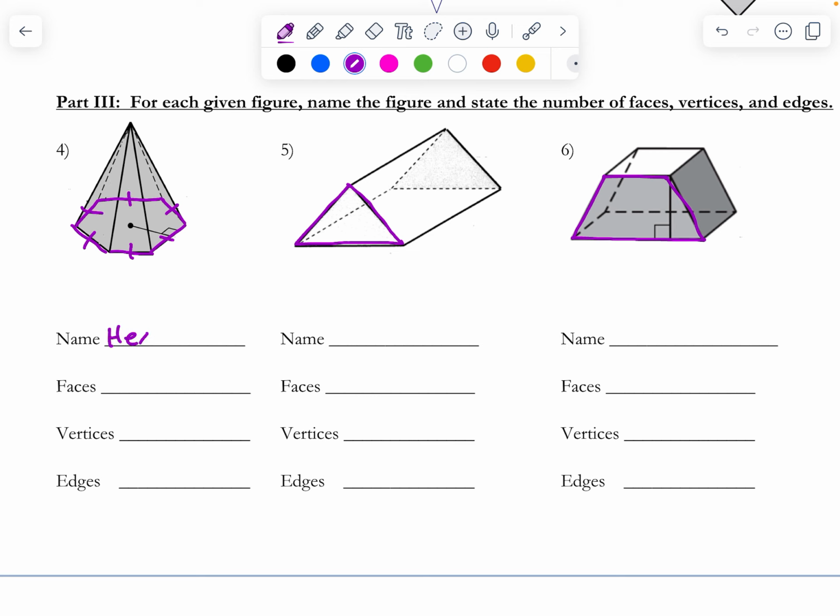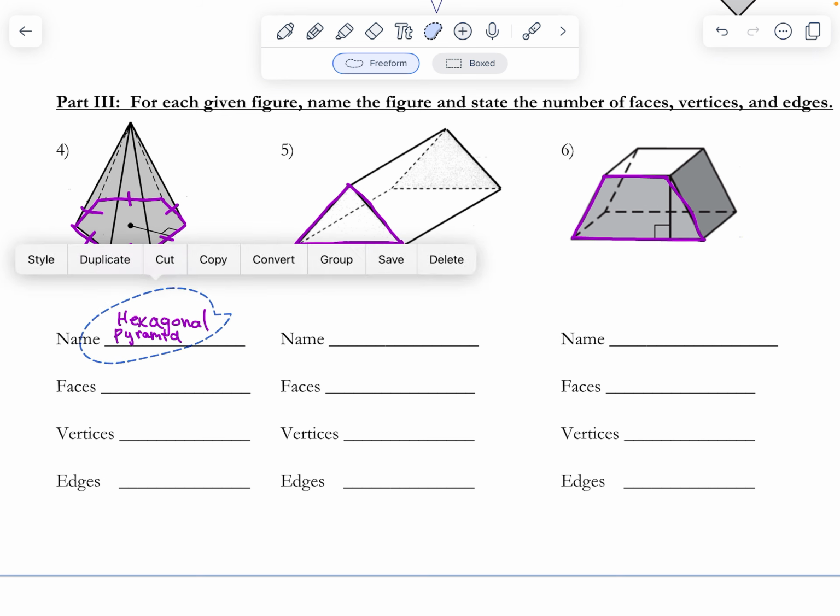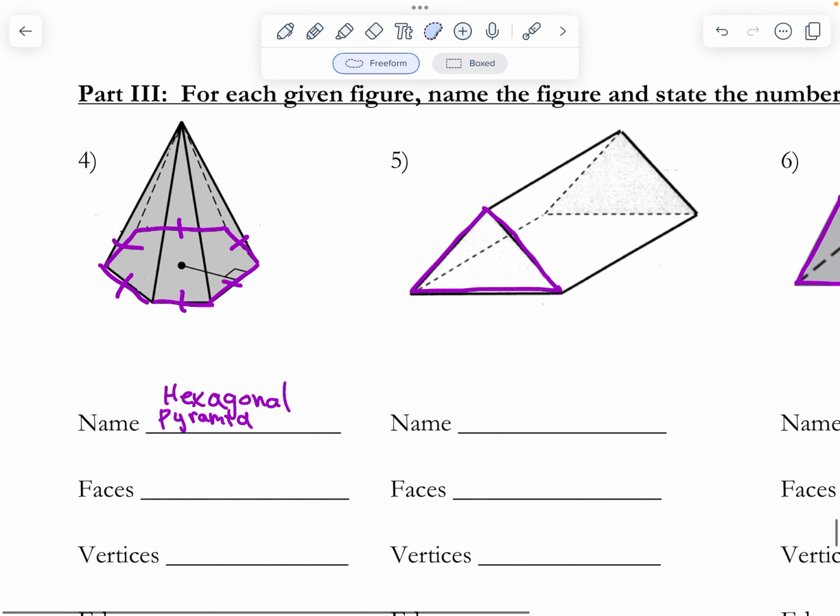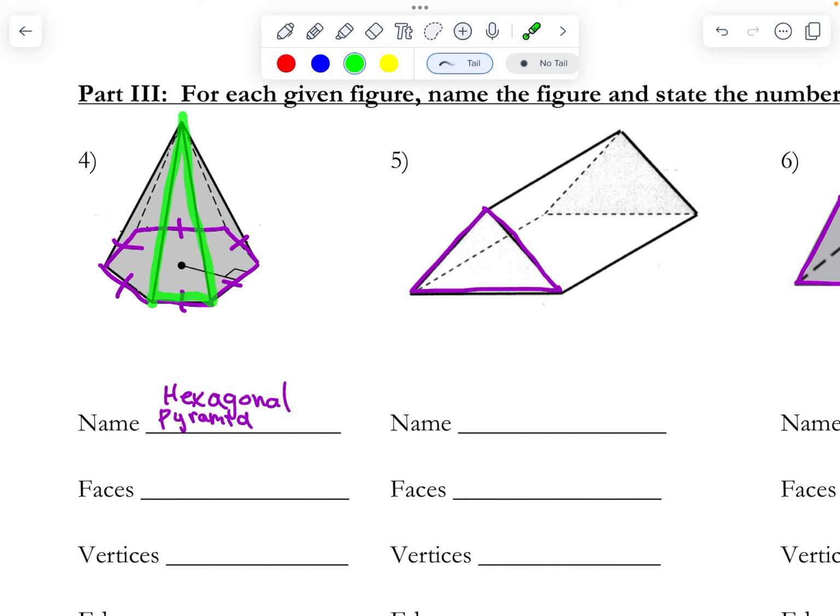So this is a hexagonal pyramid. All right, this is a hexagonal pyramid. And now remember that faces are essentially just all the sides of this pyramid.